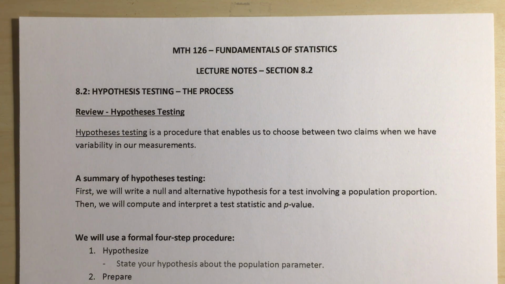So, just to review, remember hypothesis testing is a procedure that enables us to choose between two claims when we have variability in our measurements. First, we're going to write our null and alternative hypothesis, which are two claims that we are testing. And then we're going to compute and interpret a test statistic and a p-value, and that's going to give us a decision for our problem.